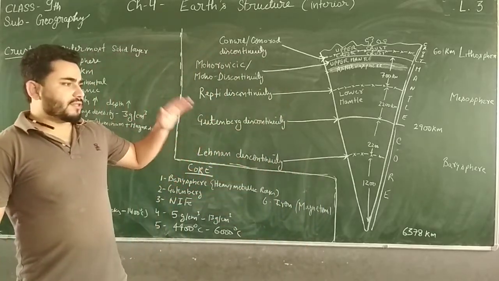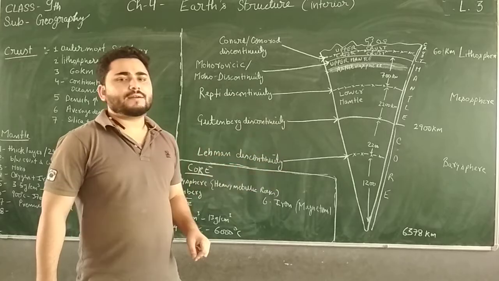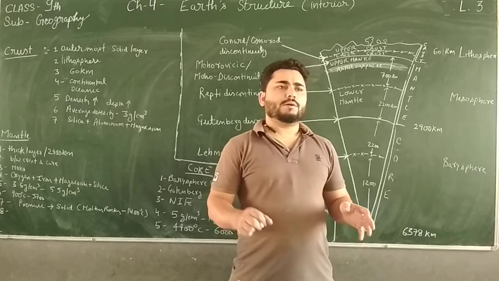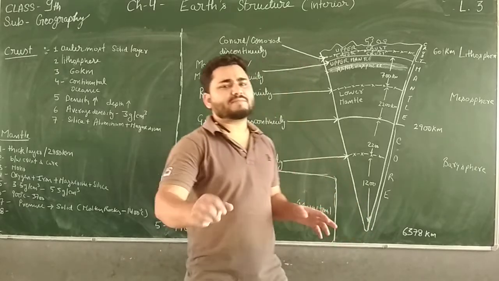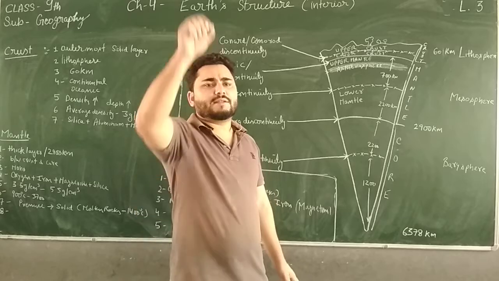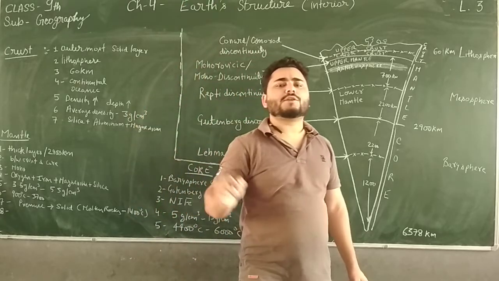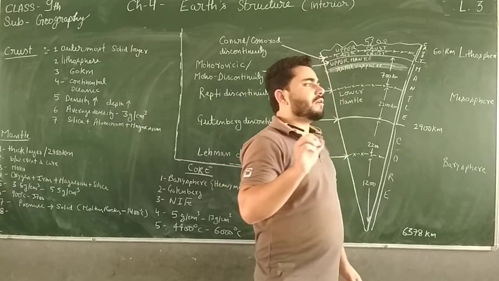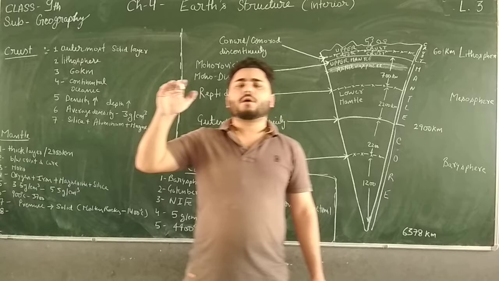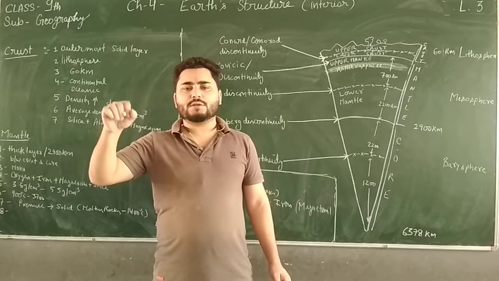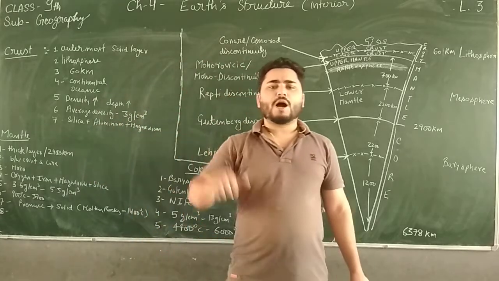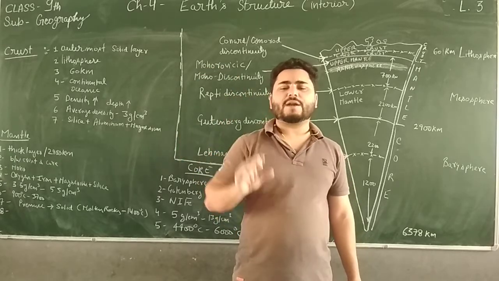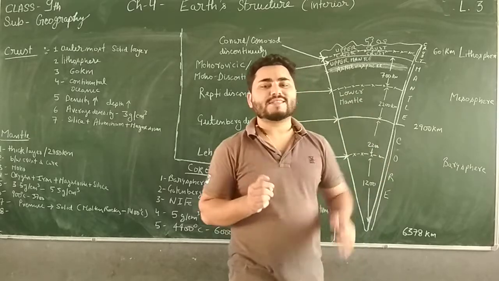Then, starting from the very top till 30 kilometers downside, or 50 kilometers downside, or maximum 60 kilometers downside, right? That layer of Earth is called what? Crust. Now, when you are on a continental crust, on a mountain, and you are digging downside, up to a depth of 60 to 70 kilometers, you will find that particular layer which is called crust.